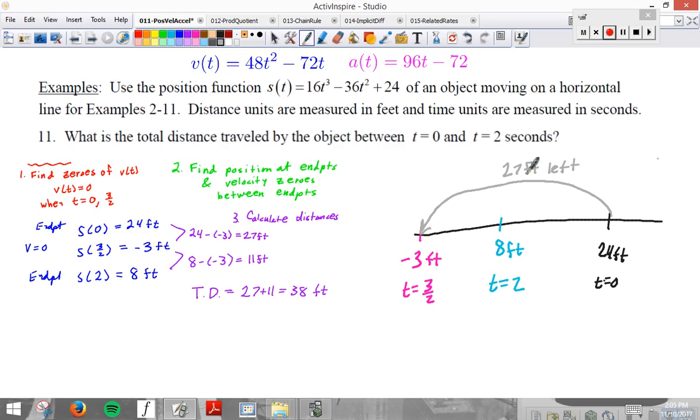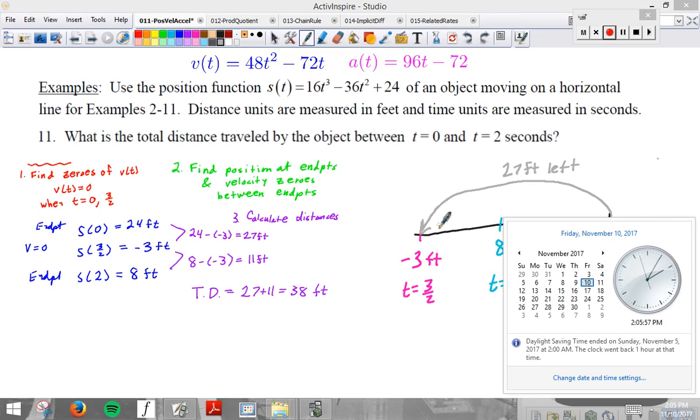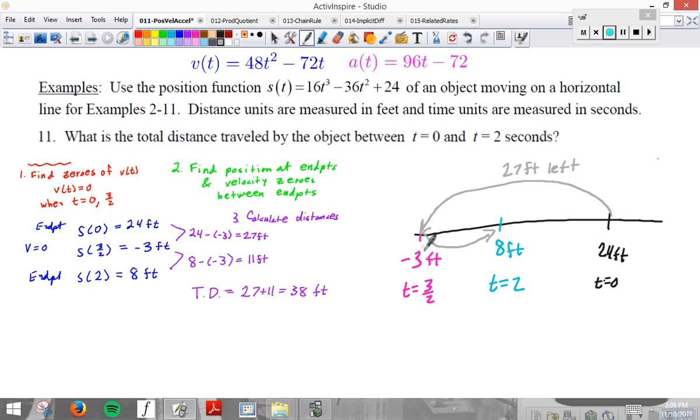So this change was 27 feet left. We walked 27 feet to the left, 24 minus negative 3. And then he walked, how many feet to the right? 11 feet. I'm going to draw it up there. 11 feet right. So why this method works is we've broken it up into chunks of time where we know for a fact he's moving in one direction, because the zeros of velocity are the only times when that direction could change.